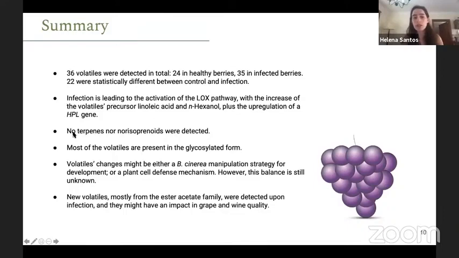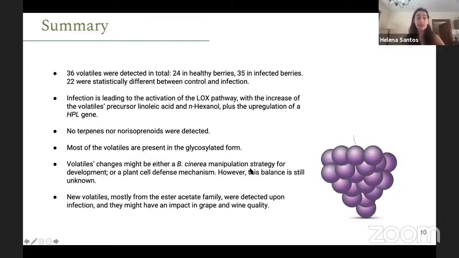Once again, we didn't see terpenes, so that corroborates that Trincadera is not an aromatic cultivar. The majority of the volatiles were in their glycosylated form, so without the treatment with beta-glycosidase, the study would have been much simpler and less informative.